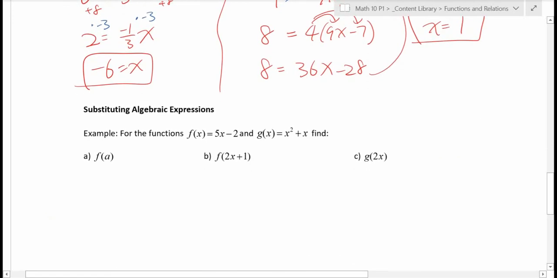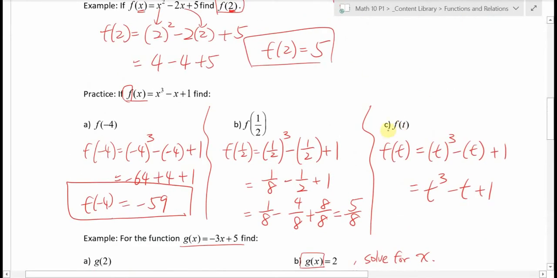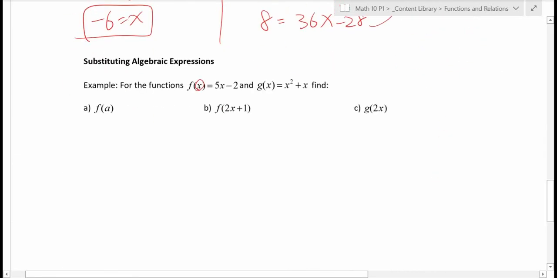Now, function notation. When we substitute values into x, we don't actually need to put in a particular value. It does not have to be a numerical value. It could be algebraic expressions, like what we did here with f of t. We could actually put in a variable. So here, similarly, we can put a into f.